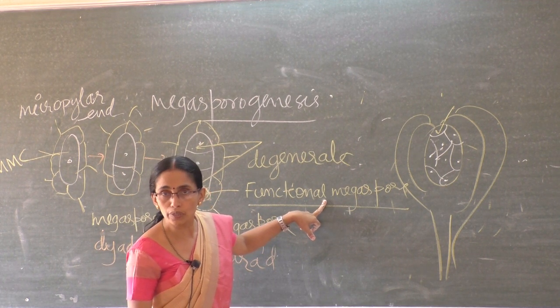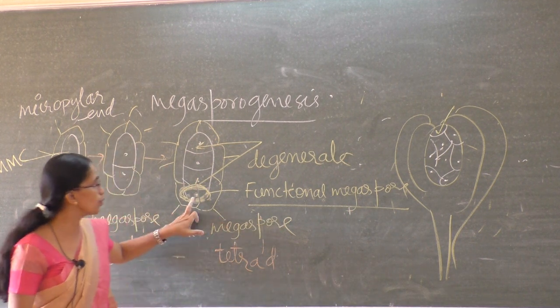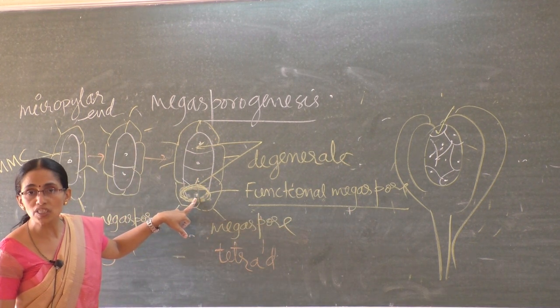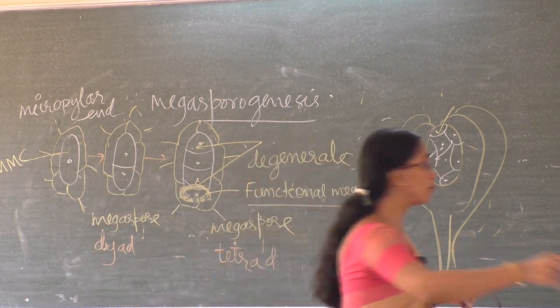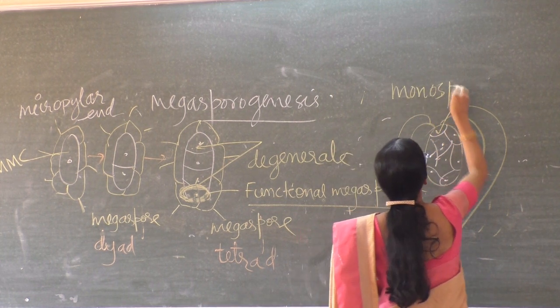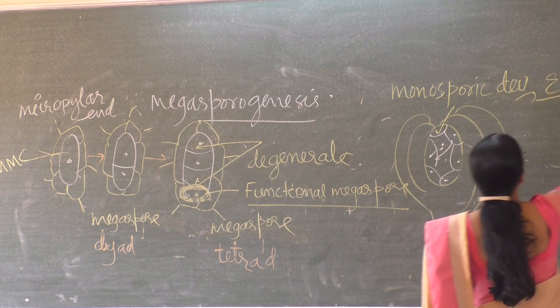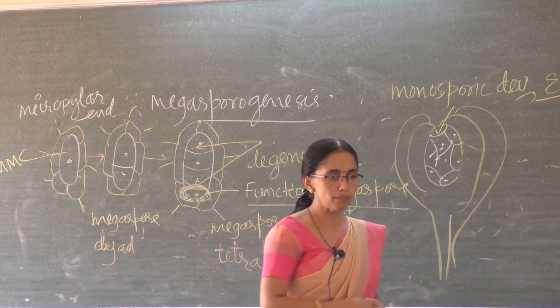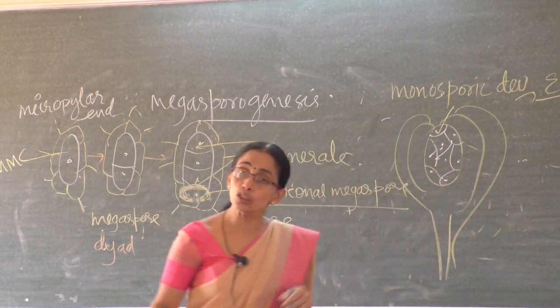This type of embryo sac development, in which the embryo sac is produced from a single functional megaspore, is called monosporic development of embryo sac. So what is the embryo sac? Embryo sac is the female gametophyte which is present inside the nucellus.